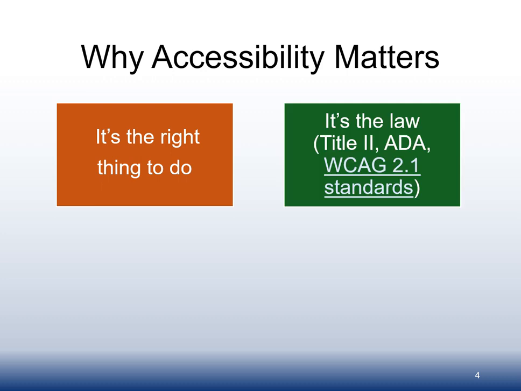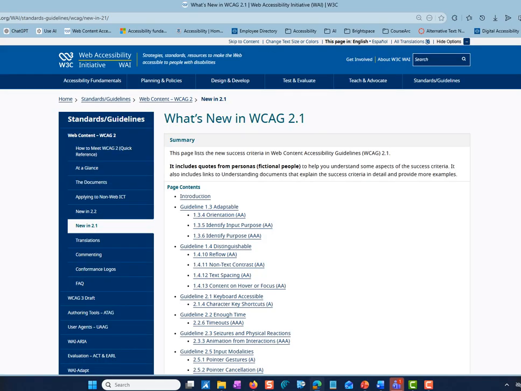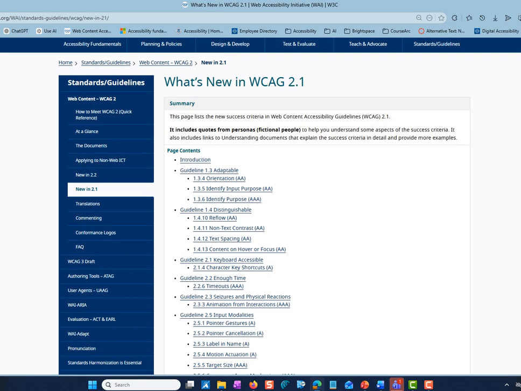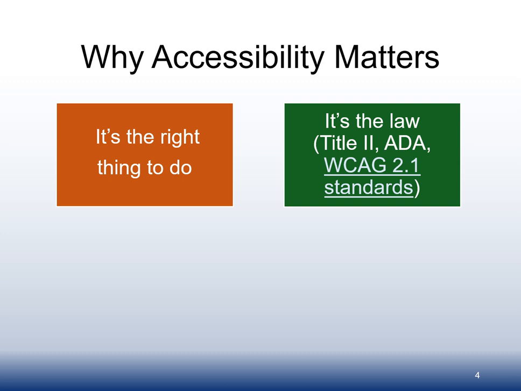Second, it's the law. Under Title II of the Americans with Disabilities Act, colleges and universities must provide equal access. The DOJ has emphasized this through a rule that mandates compliance with WCAG 2.1 level AA by April 2026. Yes, accessibility is a compliance issue, but it's also much more than that.